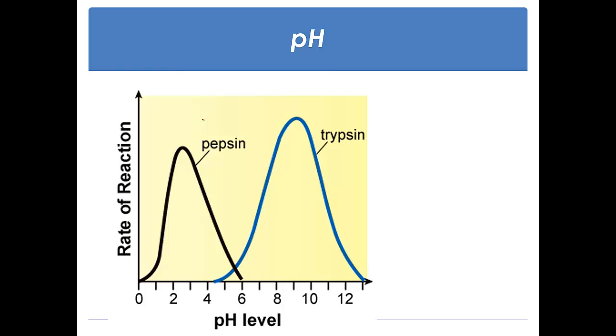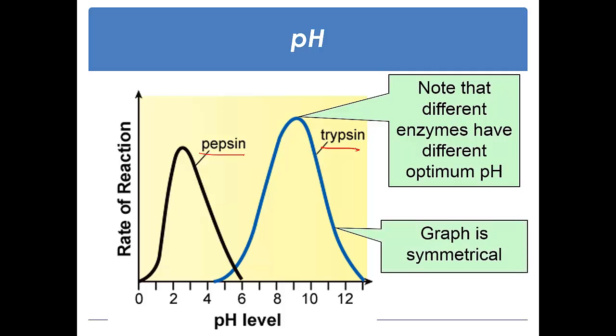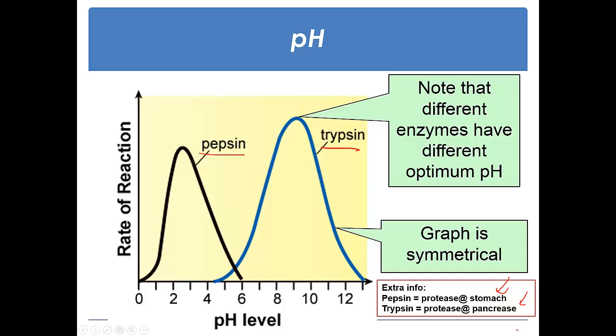But it's not really true that all the enzymes look like this. Let's have a look at this. There are two kinds of enzyme. One is called pepsin and the other is called trypsin. Different enzymes have different optimum pH values because they are in different parts of your body. If you search their names, you will know that pepsin is in your stomach, while trypsin is from your pancreas. Although they are both protease, they have different optimum pH values.